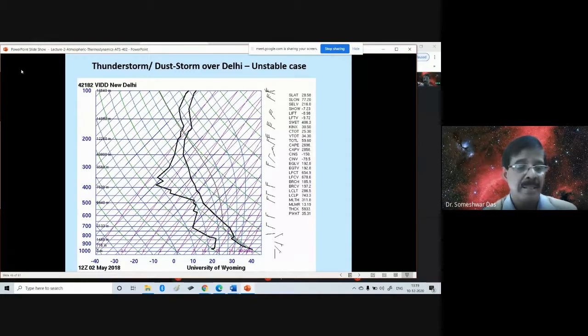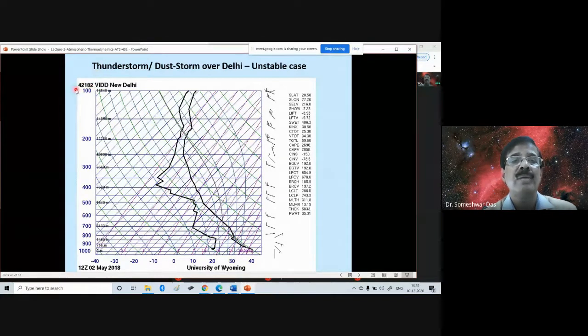So, for example, 42182 is a station ID of New Delhi. The first two digits are the block, 42 block. All the stations of India are in the 42 and 43 blocks. So whenever the first two digits are 42 or 43, we immediately know that these observations are from India. And 182 is the ID of the New Delhi station.